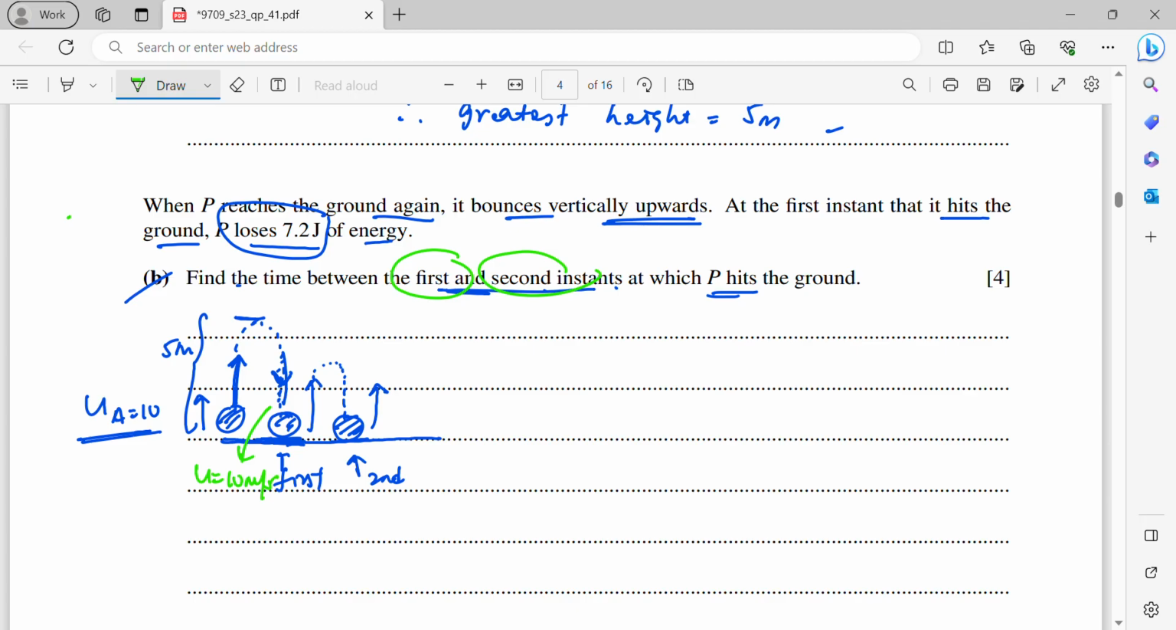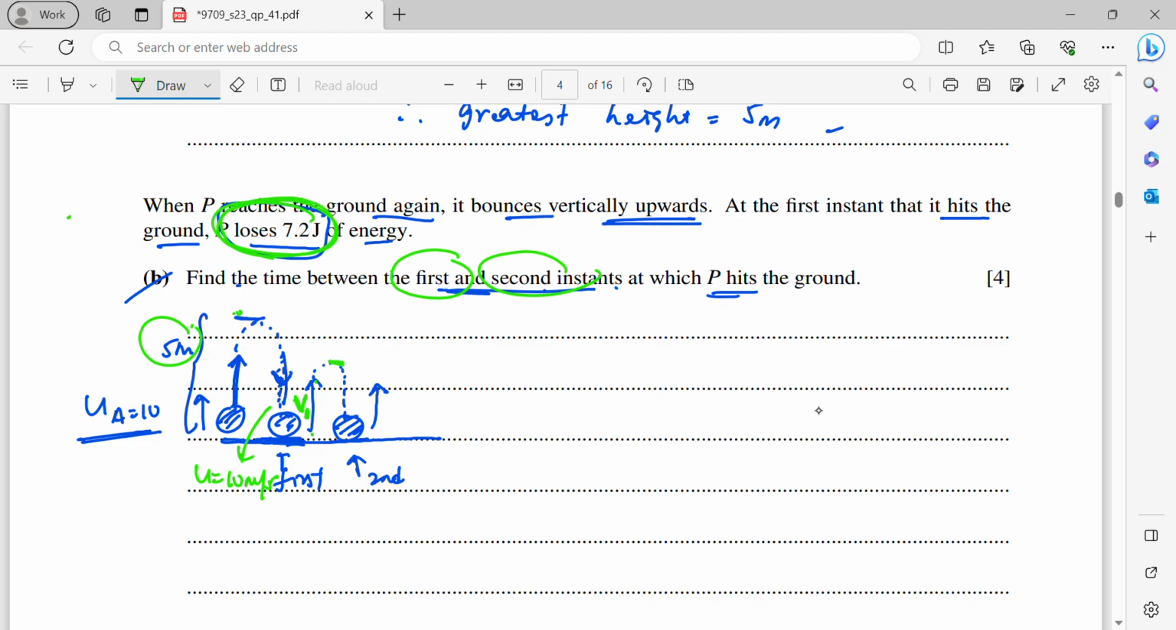Therefore, it will be the same U. But then we know that when it hits the ground, it will bounce, but the height will be lower than the original height, the greatest height. So therefore, I let this be V1. The reason the height for the first bounce is lower than the 5 meters is because of loss of energy.